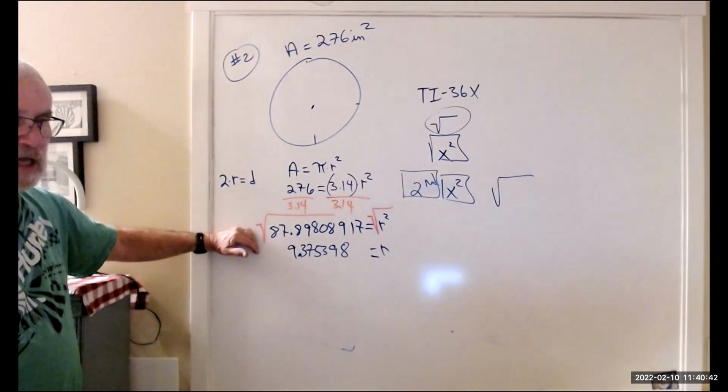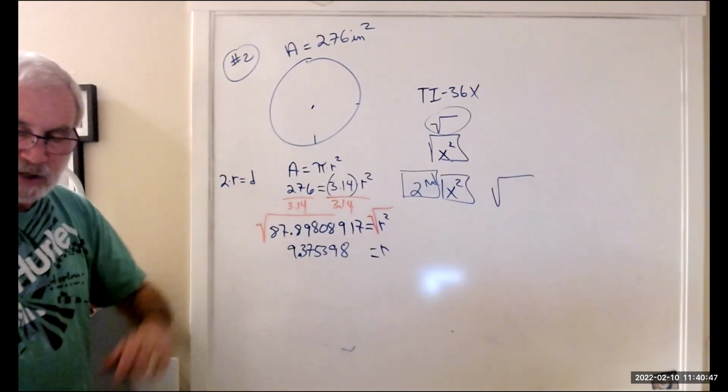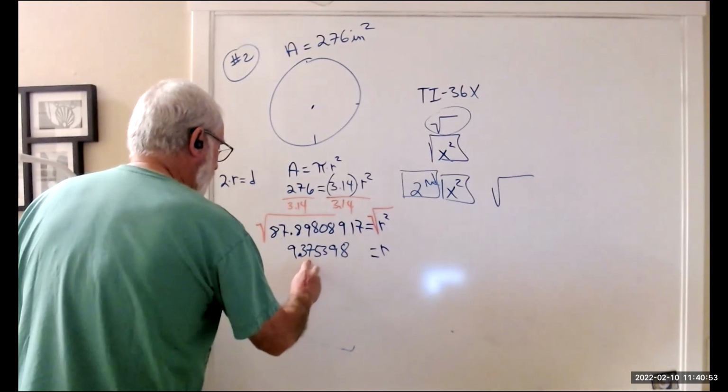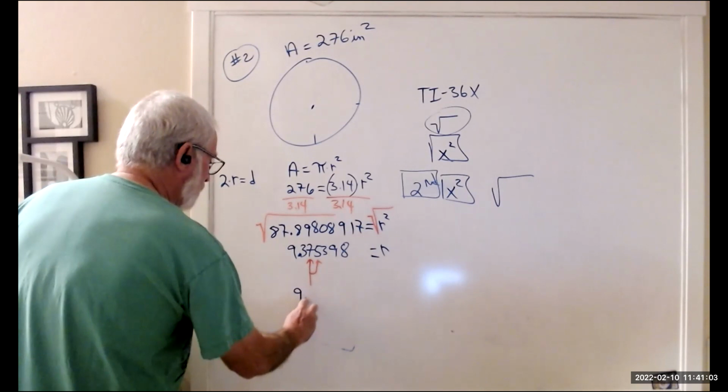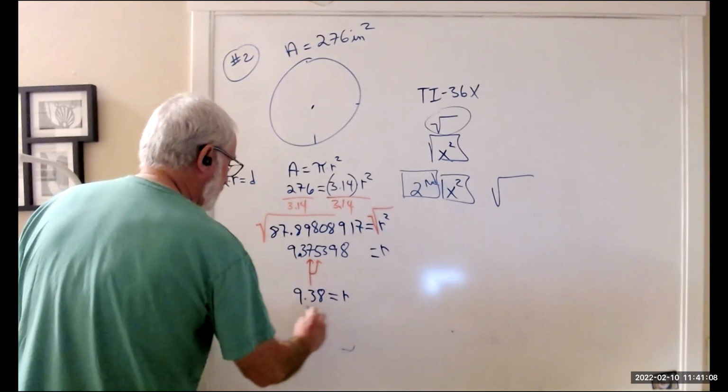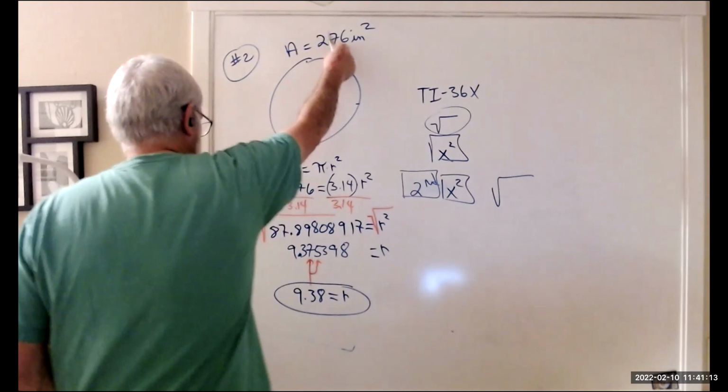Keep them all. But now that we're done, now we round to the nearest hundredth. So the seven is in the hundredths place. We look at the five. Is the five big enough to kick the seven up? Yes. So we get 9.38 equals r. Technically, we should say it is approximately r. But that's 9.38. What are my units? Inches.